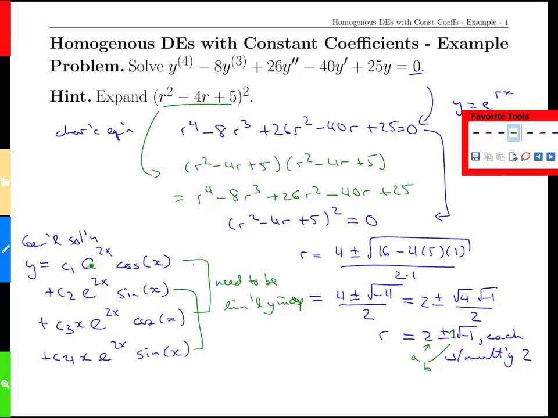So whenever we have this case of a duplicated root, and we need to generate 2 functions that are similar but not identical, and certainly not linearly dependent, then we just slide in this x factor here, and the same thing for the sine solution, and that'll give us 4 linearly independent solutions that match the r values that we found earlier.